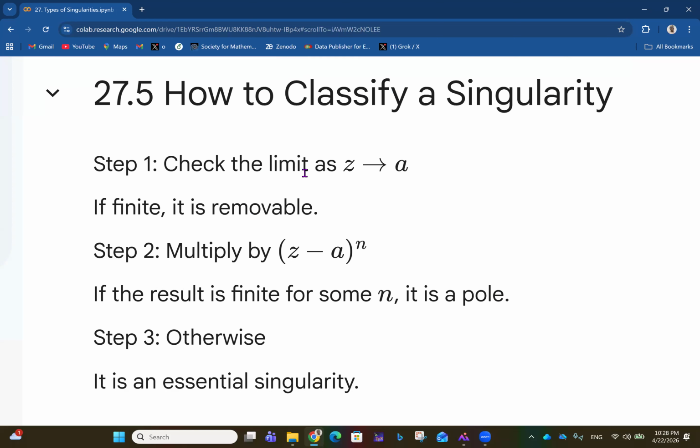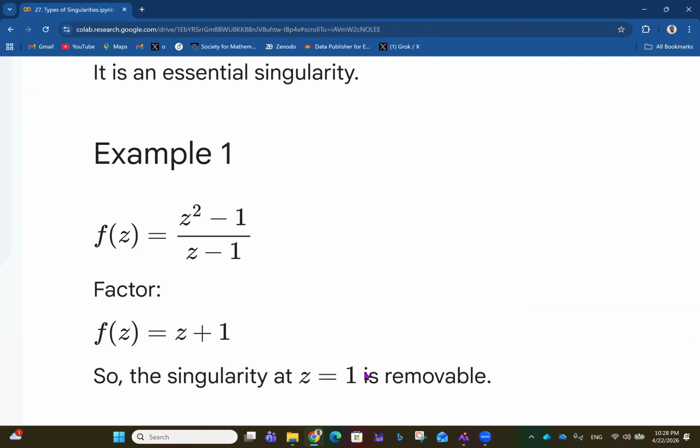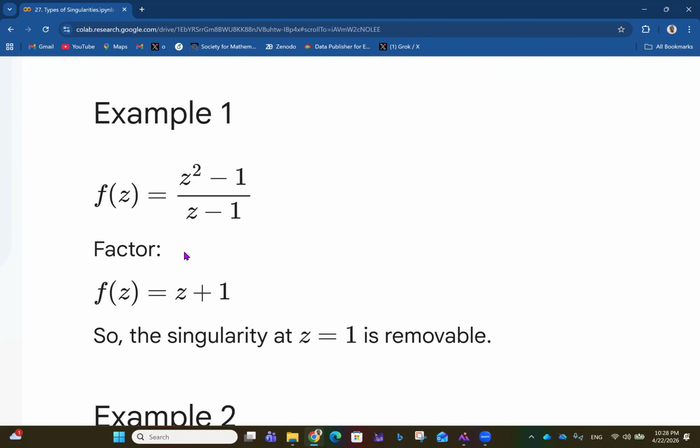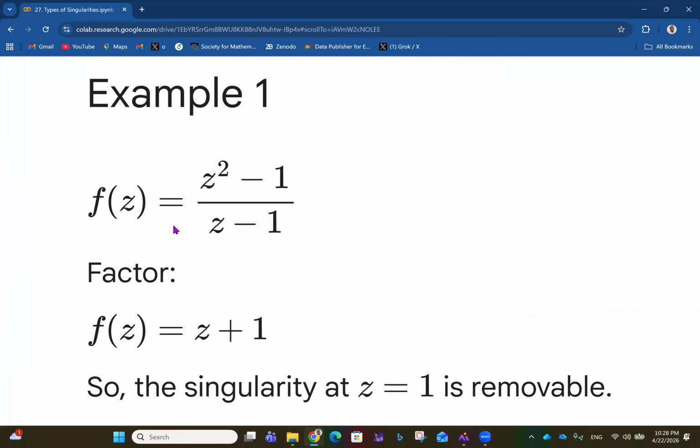So check as z approaches a, what does the function look like? If it is finite, then you have a removable singularity. If it is not a removable singularity, that is, if the value is undefined, then you multiply the expression by (z minus a) raised to the power n. If the result is finite for some n, at that point you say it is a pole. But if it is infinite, then it is an essential singularity. So example 1 here, you have f of z equals (z squared minus 1) all over (z minus 1).